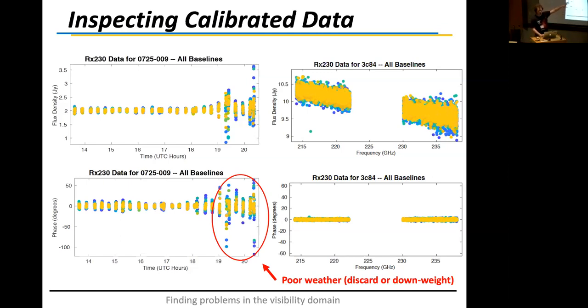But this is a good chunk of time. This is the only time where I would look at phase and say, okay, maybe you cut that out, or maybe you downweight that data. Because you would expect all of the baselines together to be around 0. And so if you see this kind of flaring, it means that the weather is probably really poor. And at the very least, you should make sure that that data is downweighted.